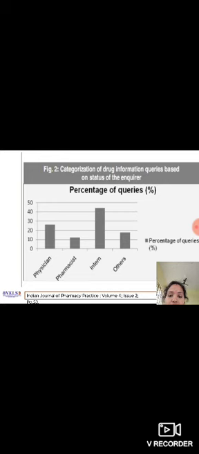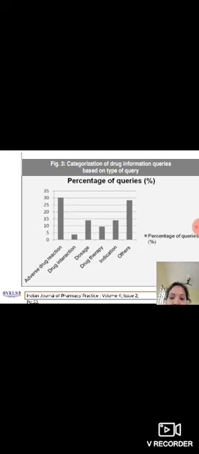Then the categorization of drug information queries based on the status of the inquirer. Physicians ask 25 to 30% of the questions, pharmacists 15 to 20%, interns and students 45 to 50%, and others 10 to 20%.